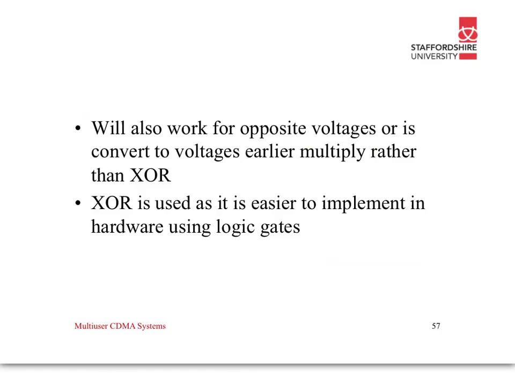Okay, as I've already mentioned, it will work for opposite voltages as long as the transmitter and the receiver have the same voltages. And also if we didn't convert to voltages, we just use ones and zeros, we could use the exclusive OR to do the spreading operation. XOR is easier to implement in hardware using logic gates. However, when we're transmitting BPSK or QPSK, then we need voltage levels.